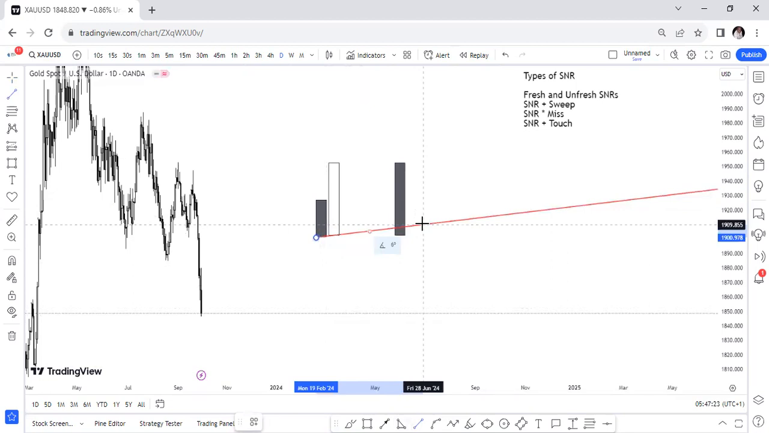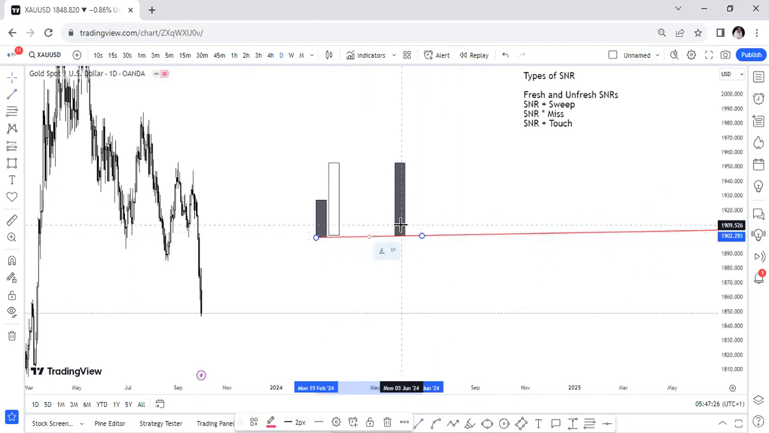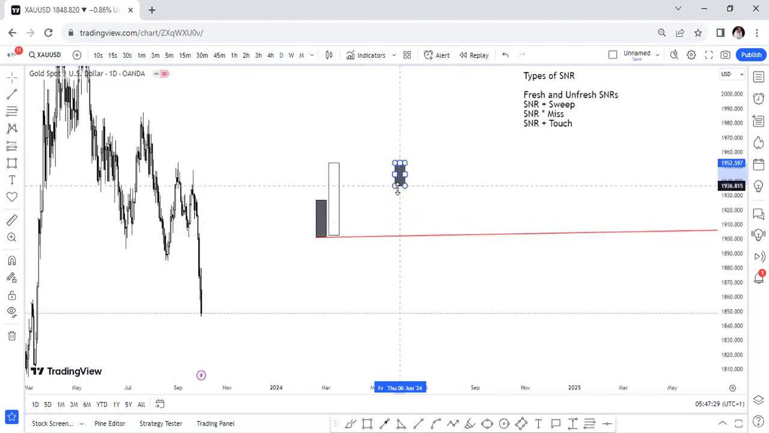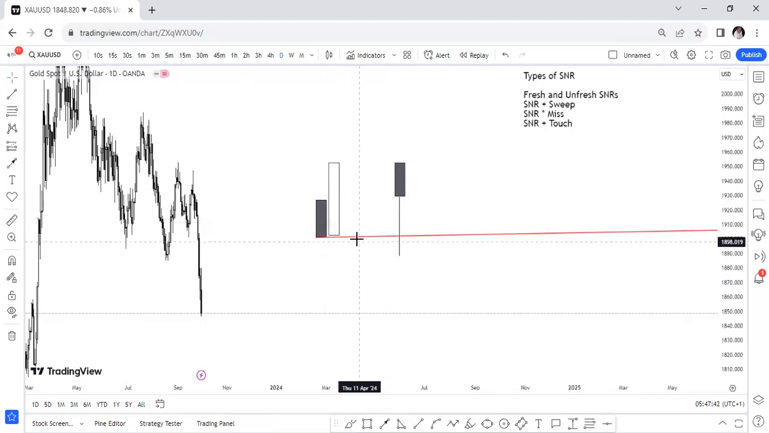Probably this is a support level, right? And price comes into it and taps into the level with a wick. Price wicked it out, with a close above it. So this level has become what? It's no longer fresh because liquidity has been taken out of that level. So it becomes unfresh. But if we don't have anything that has tapped into it, it's still a fresh level.